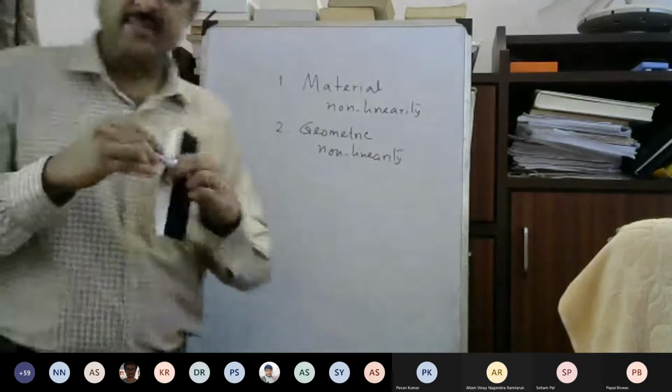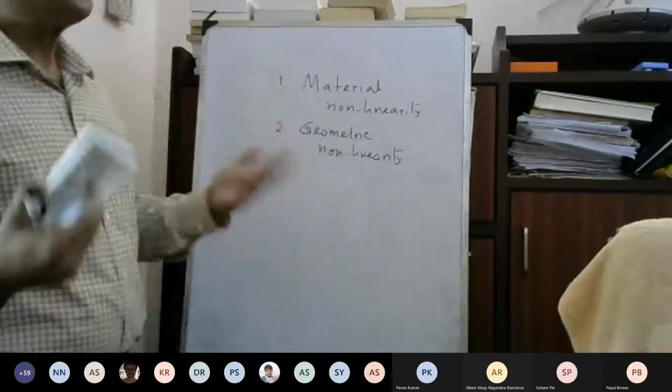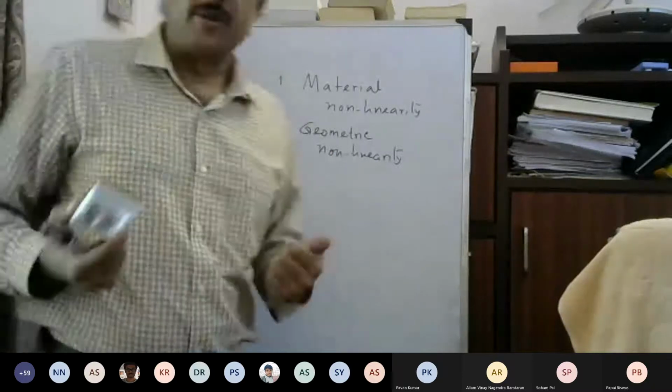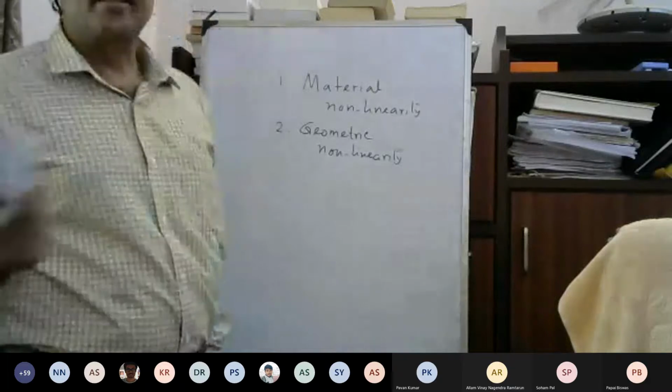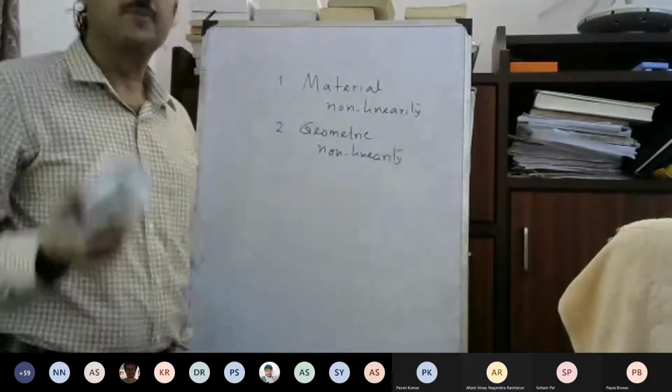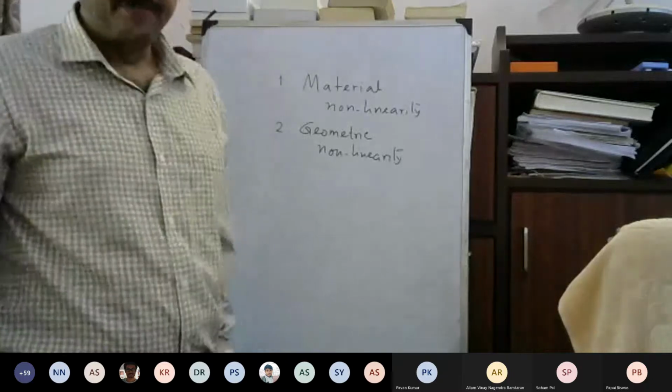I hope the difference is clear to you. For example, if you take a vibration of a continuous body which is made of nonlinear material, that is where Hooke's law is not valid. The stress is not proportional to strain, which is, a stress may be a nonlinear function of strain.